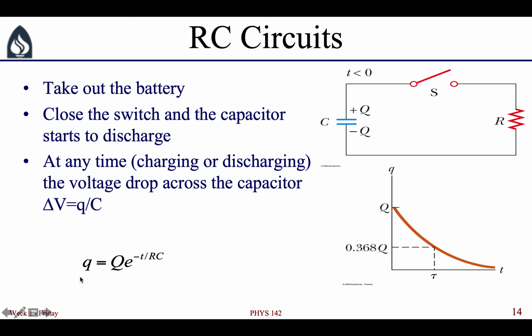And the charge on the capacitor will decrease with time, and tau now becomes the amount of time it takes to discharge 2/3 of the charge of the capacitor. So we can describe the amount of charge on the capacitor as it's discharging as being equal to the maximum charge that it started out with times e to the minus t over RC.